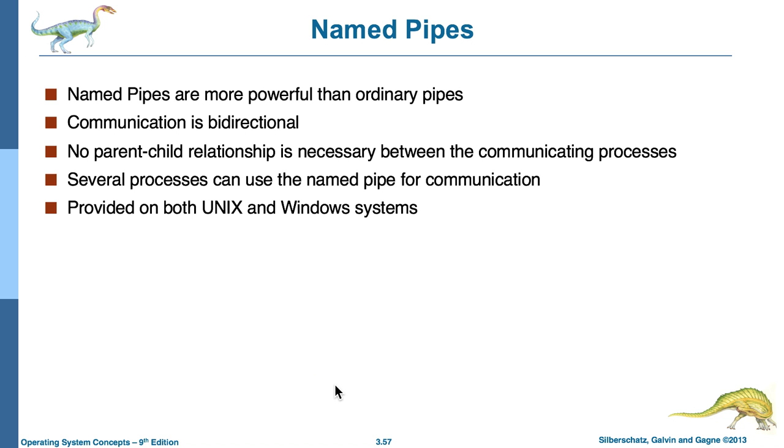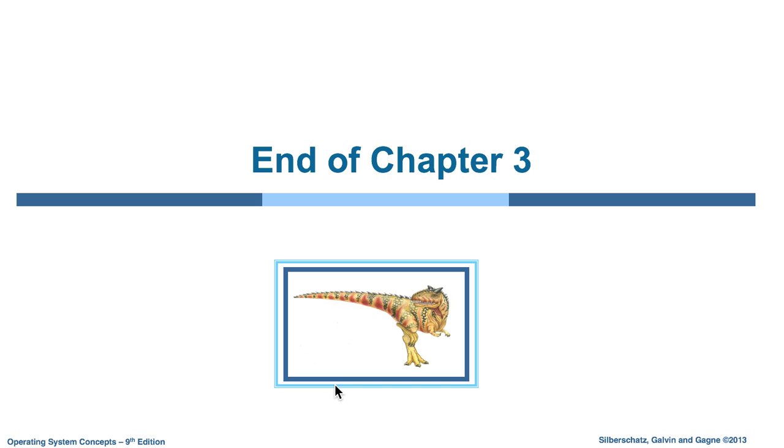And then finally, named pipes are definitely more powerful than ordinary pipes. Communication is bidirectional. There's no need for this parent-child hierarchical relationship. Several processes can use the named pipe for communication. And the nice thing with named pipes is they are available both on Unix and Windows systems. And that sums up Chapter 3. We're just going to do a quick demo of pipes and then call it a wrap for Chapter 3.